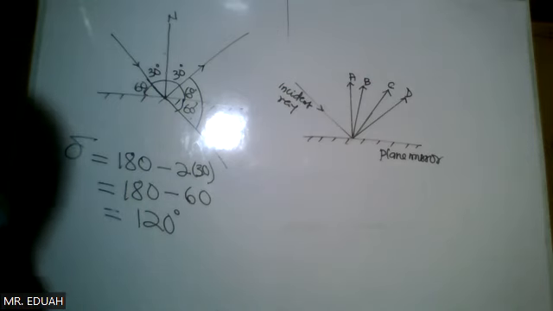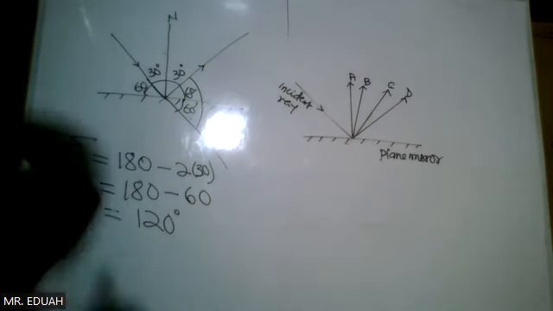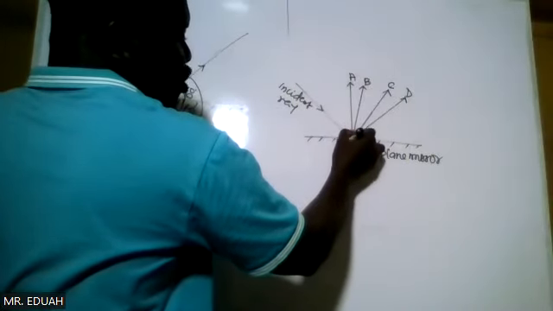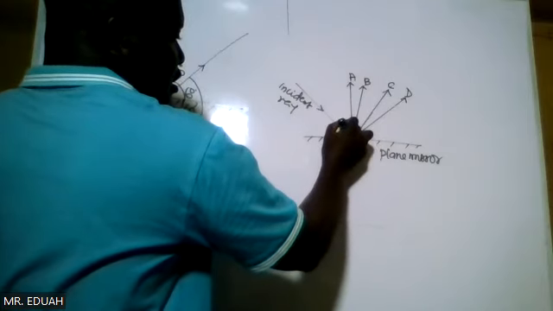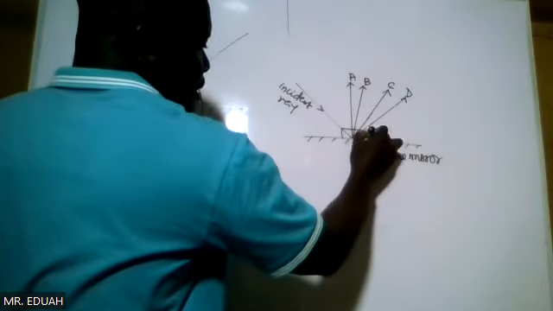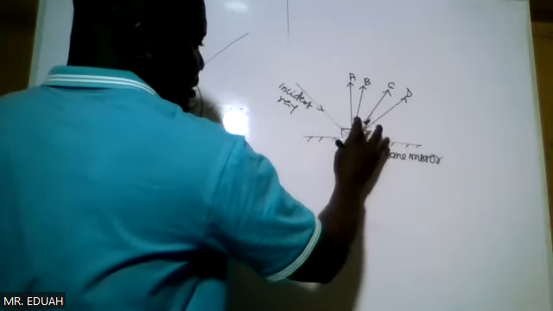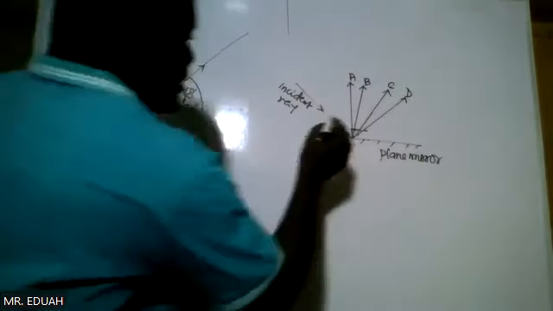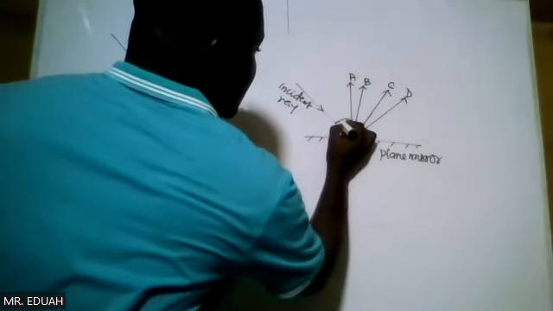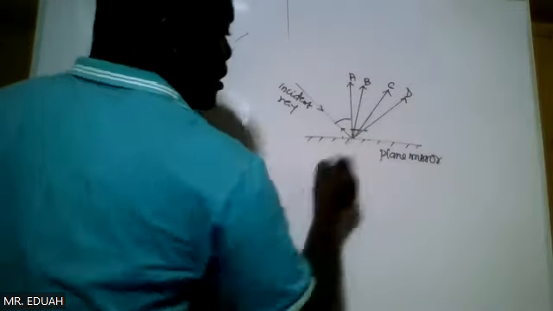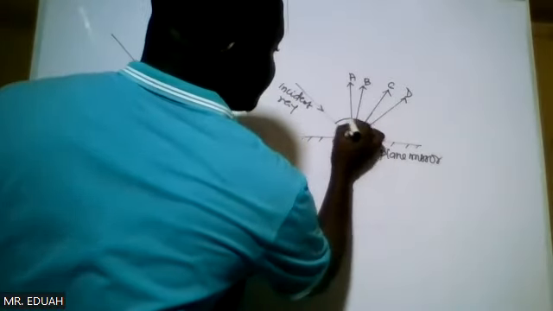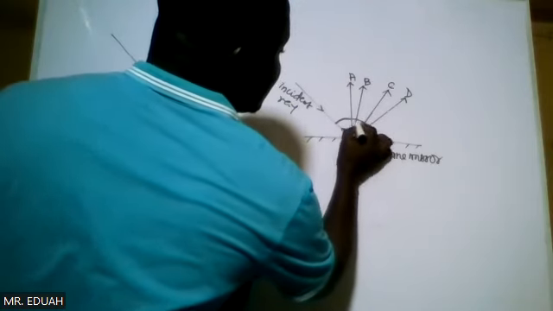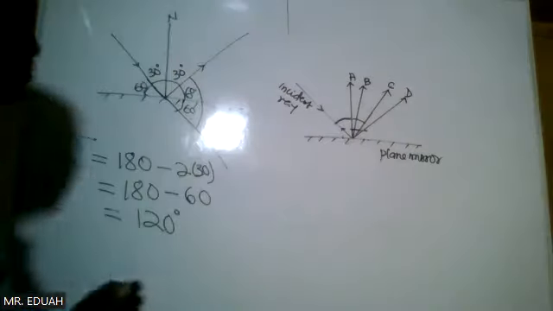I also think it's C. This is because A looks like the normal. If A looks like the normal, then look at this angle, and then this angle. Though it's an estimation, they need to be almost the same.